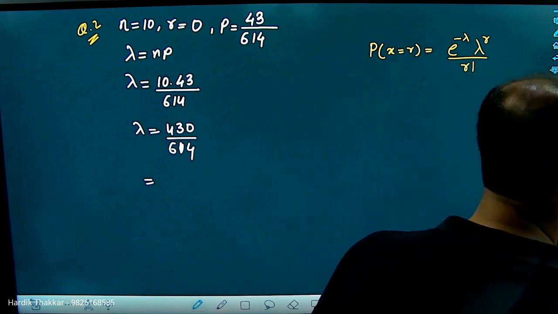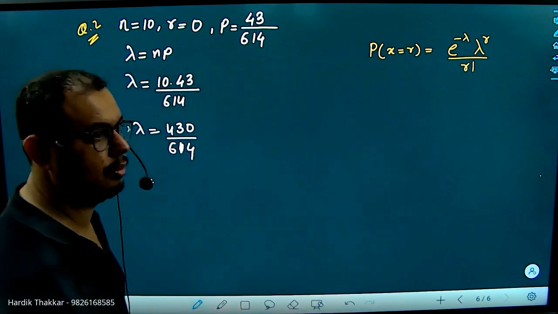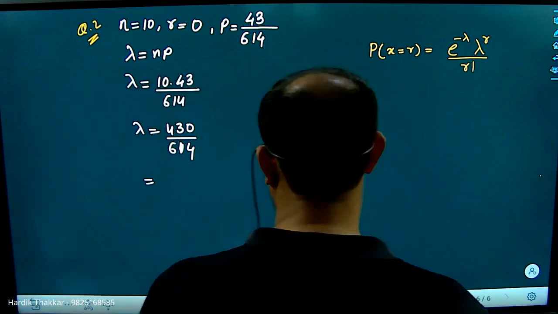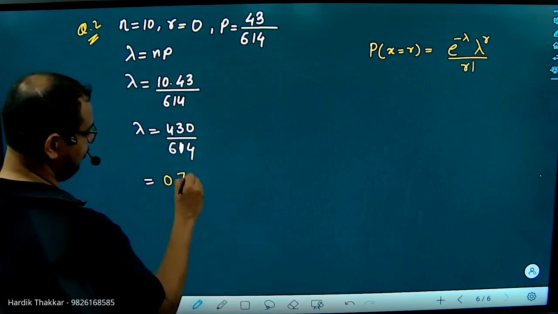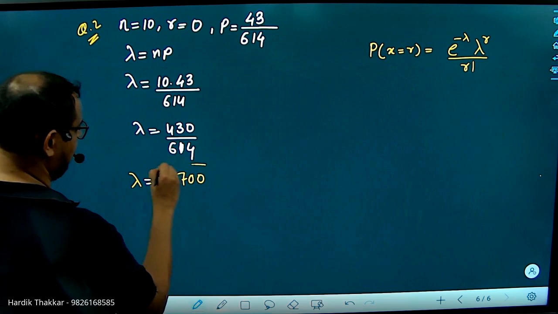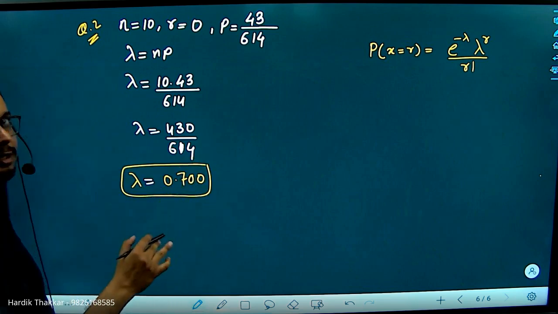However, we have to calculate the value of lambda. So the value of lambda we are getting is 0.7 something, 0.700, like this. Is it clear till this step?